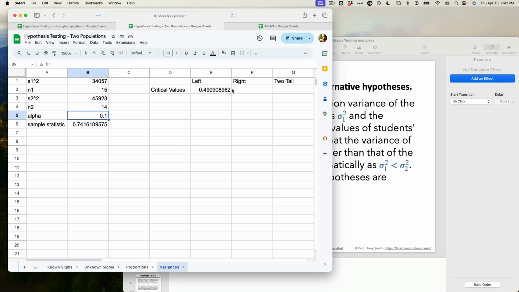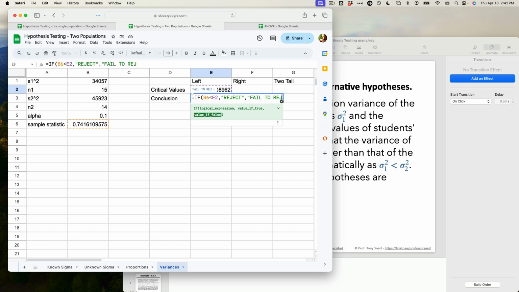Okay. Now on the right, you can do the same thing, but you can use a right tail. So let's see if they have a right. Okay, so let's put the conditions first. Decision, conclusion. Here I'm going to base it on a rejection region. If my sample statistic for the left tail test is less than my critical value, then I'm going to reject. Otherwise, I'm going to fail to reject. Okay? So here we fail to reject.